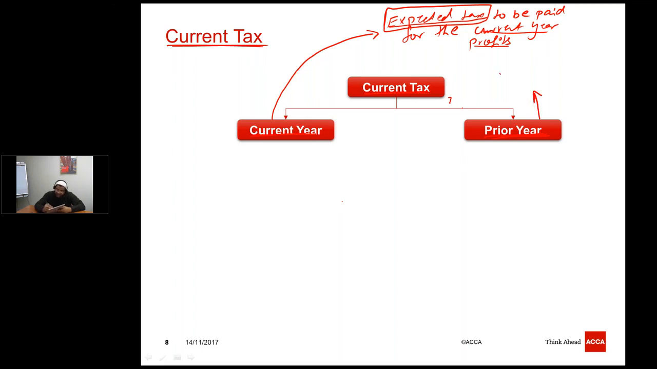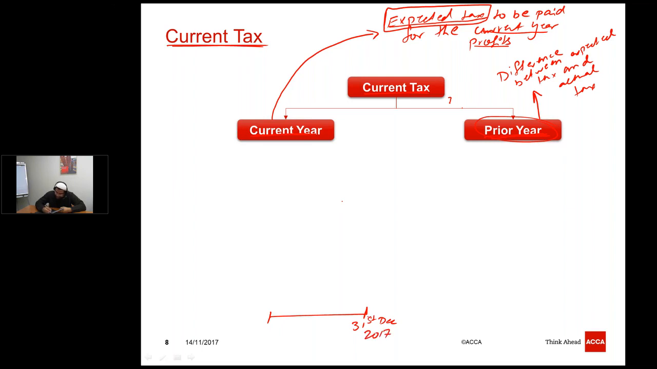So any difference between the expected tax and the actual tax is going to be the current tax prior year. Any difference between the expected tax and the actual tax will be called prior year. Why prior year? Because if I'm calculating the tax for the year ended 31st December 2017, now I have calculated the expected tax on this date.